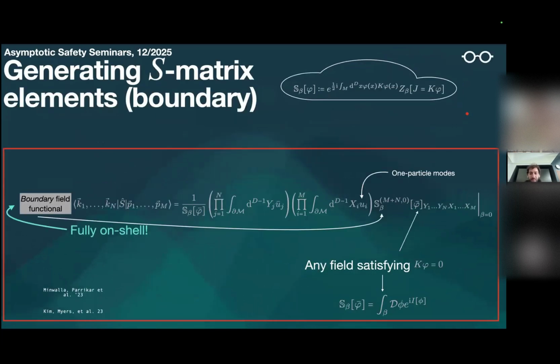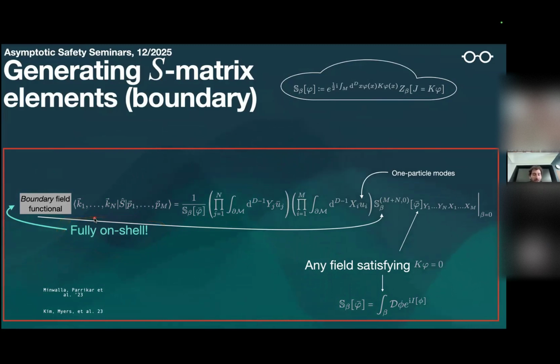So hopefully I managed to convince you that indeed our functional, when understood as a functional of my boundary field, generates S-matrix elements in this way. And this you can see as a fully on-shell point of view, because I didn't really need to implement any sort of quantum equation of motion. So I really completely avoid this awkward step that I mentioned in the motivation slide.